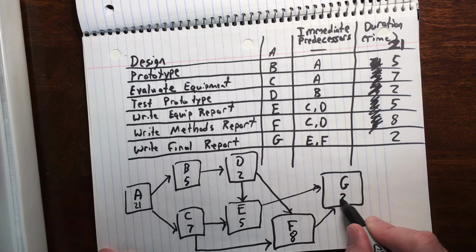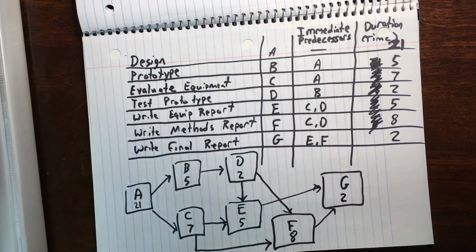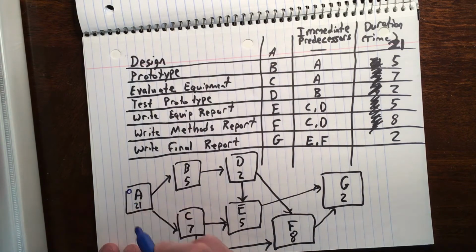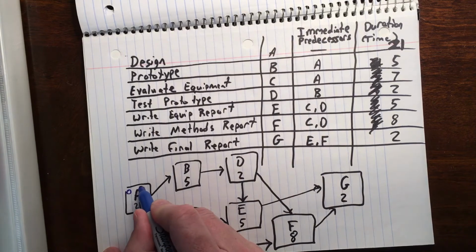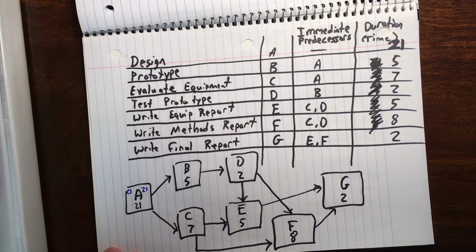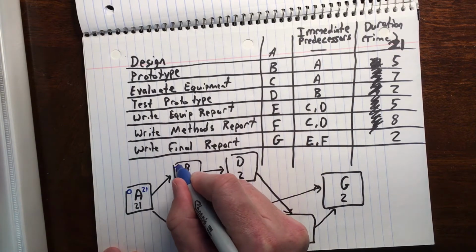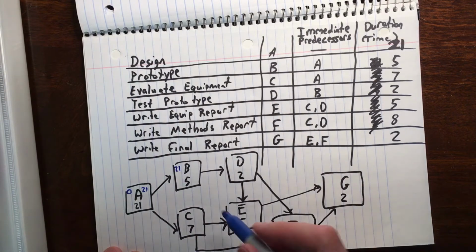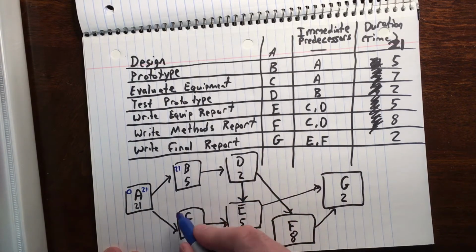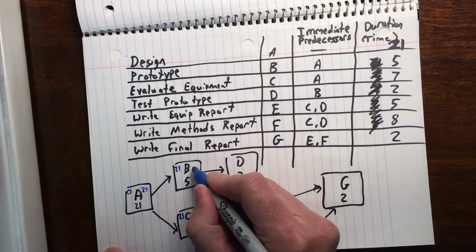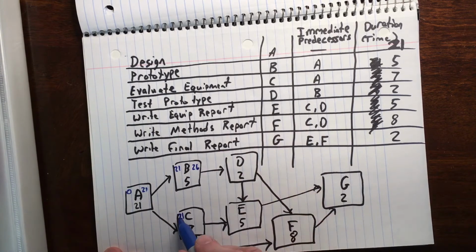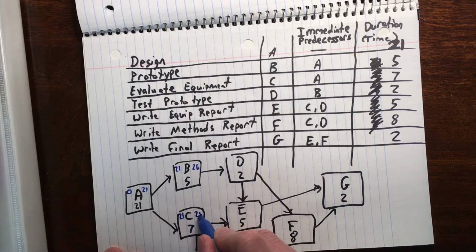8 and 2. Let's do our forward pass. We always start at the beginning on 0 days. 0 plus 21 means A will finish at 21 weeks, or 21 days. Let's just talk days. That means both B and C will start at day 21. 21 plus 5 is 26. 21 plus 7 is 28.